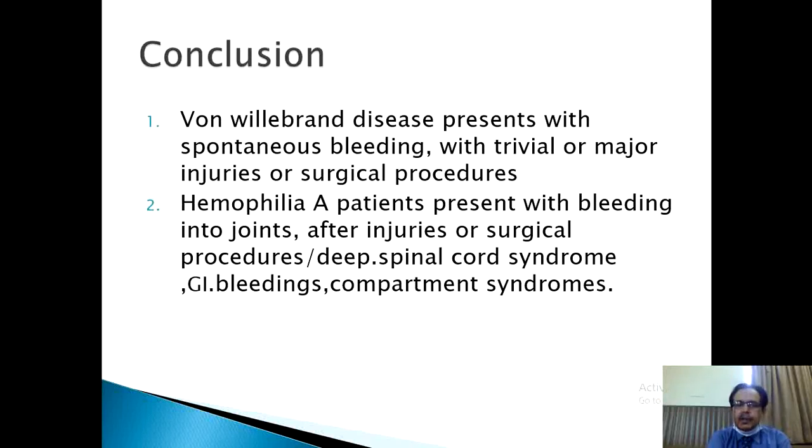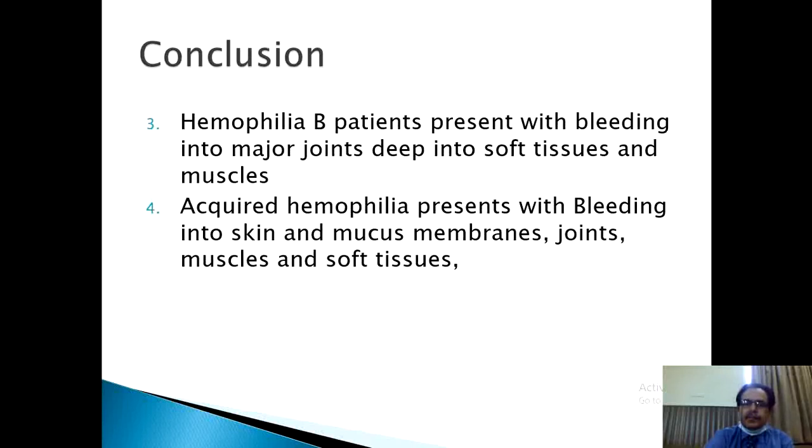spinal cord syndrome, and sometimes the patient can present with GI bleeding and the compartment syndromes, which I have told you. The airway can be blocked, and the compartment syndrome usually involves the limbs, the deltoid region and the calf regions. The hemophilia B presents with bleeding into the major joints, into the soft tissues and muscles. And finally, in acquired hemophilia, the patients present with bleeding into the skin and mucous membranes, sometimes the joints and muscles and soft tissues also.